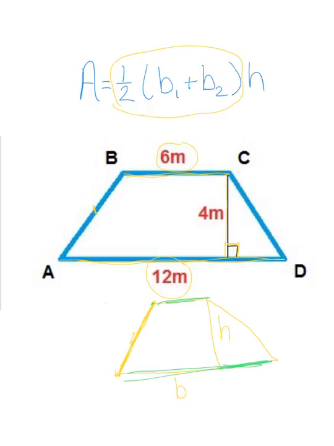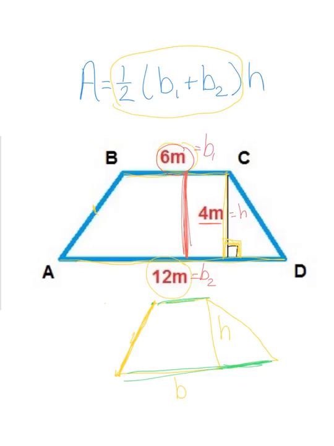So for base 1 and base 2, it doesn't matter which one is which, but we're going to use 6 as base 1, and we're going to use 12 as base 2. And then the height, the height is distinguishable. It's the distance between the two parallel bases, like how far apart are they? In this case, that's 4. You just have to look for that h, that line here with the little box.